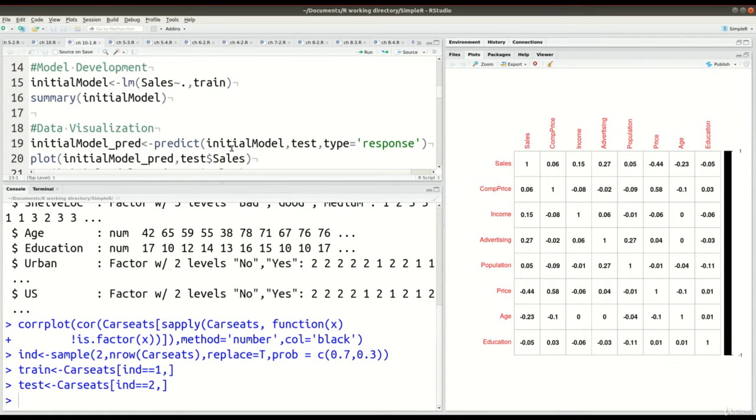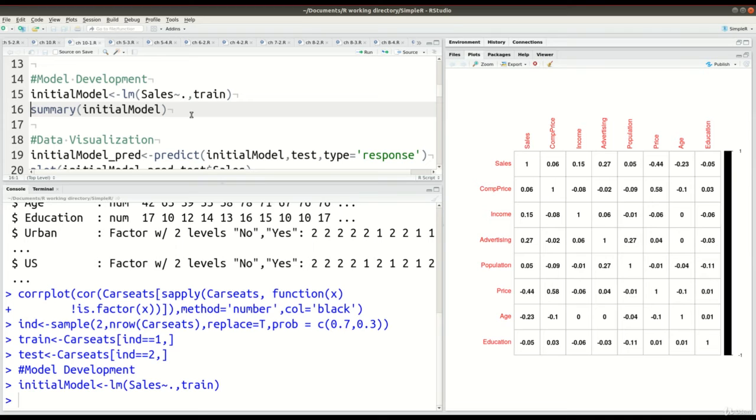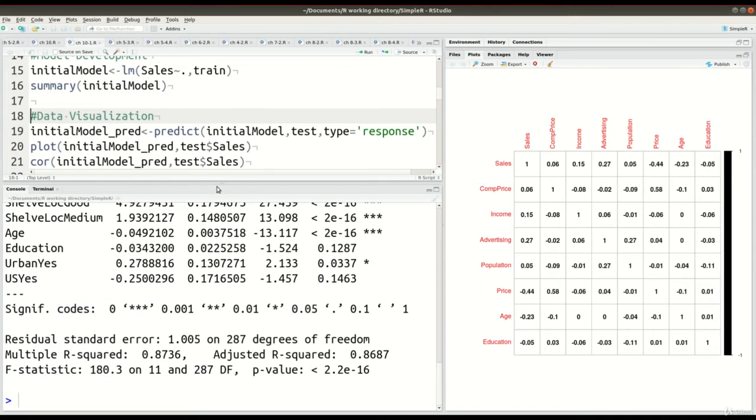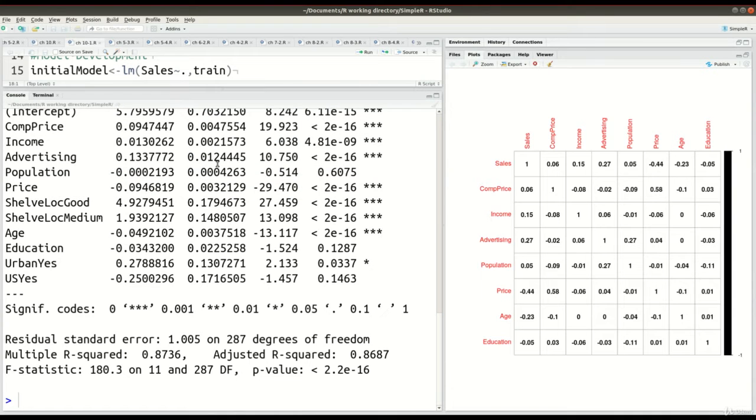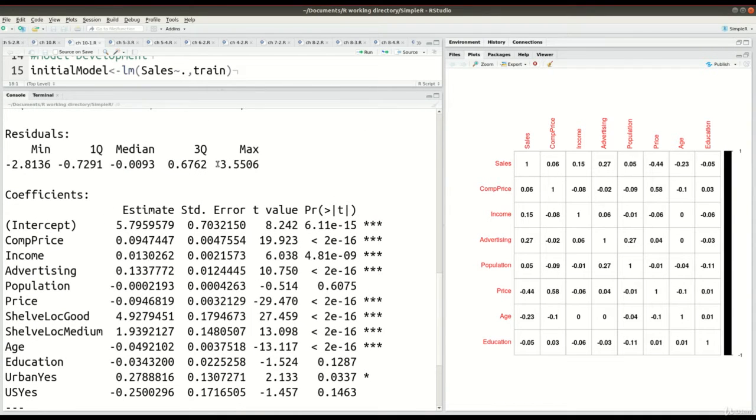In lines 15 and 16, I make up my initial model. Notice how I am using all of my available variables in the model. That's what the dot represents. It saves time. And then we can take a look at the initial printout right here by running line 16, which is the summary. So again, you already are familiar with this.